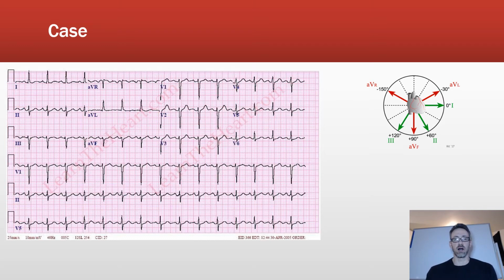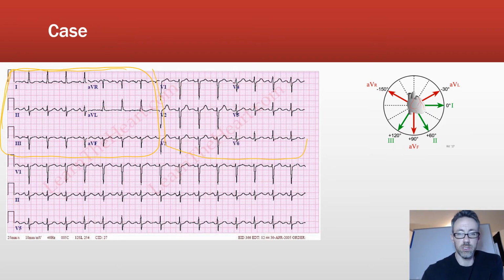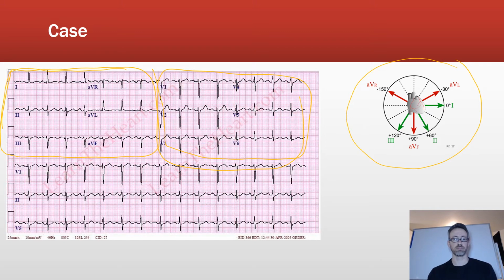So in reading this ECG, we can see first off, you can pick out your limb leads, which are right over here. I've circled them in orange for you, and then over here are going to be the chest leads. Those are our two different groups, again looking at the heart from two different perspectives. You have the frontal plane and horizontal plane. So the limb leads are the frontal, and the chest leads are the horizontal leads.